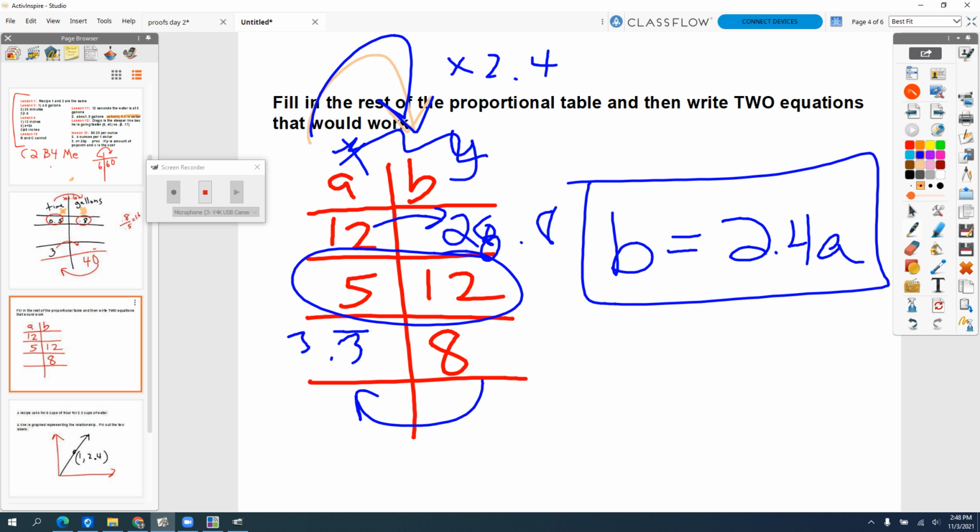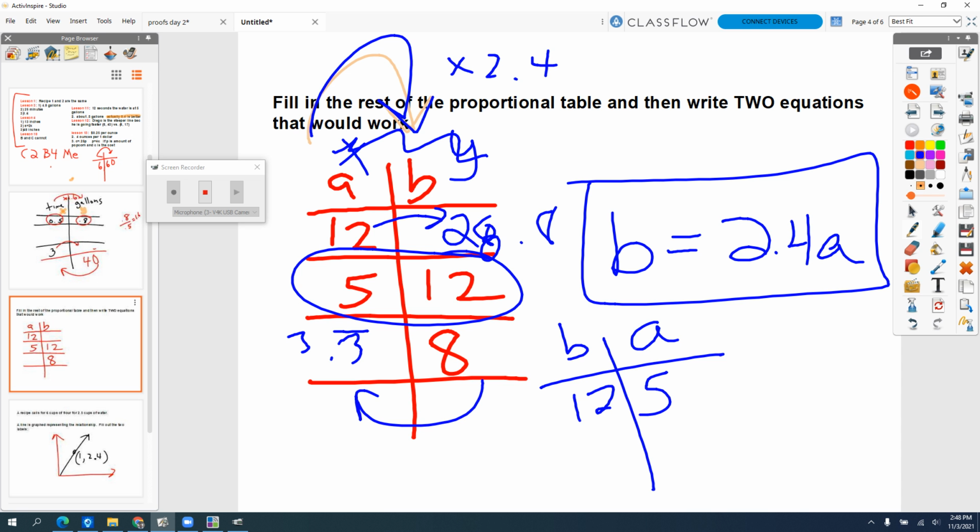Well, we talked about in class the other equation you would use is what if the b was on the left and the a was on the right? Well, now we're just going to go ahead and switch up the 12 and the 5. So now, if you wanted to find out what the constant of proportionality is, you would do 5 divided by 12. And when you do 5 divided by 12, you get a really long decimal.